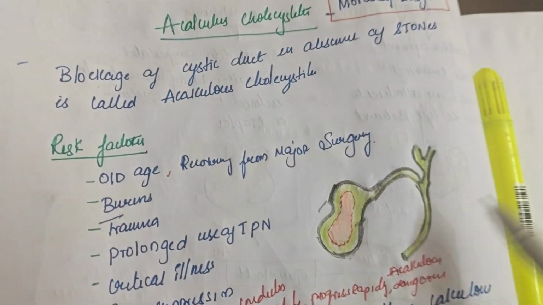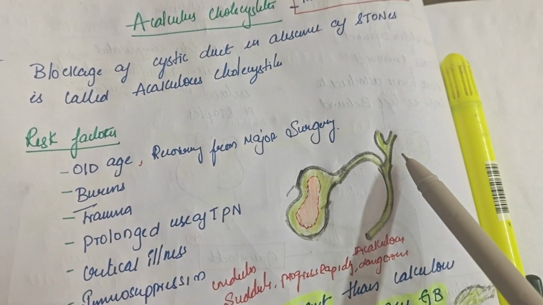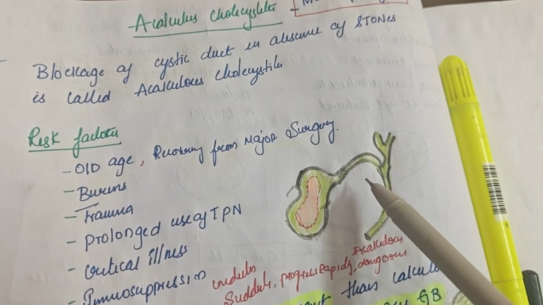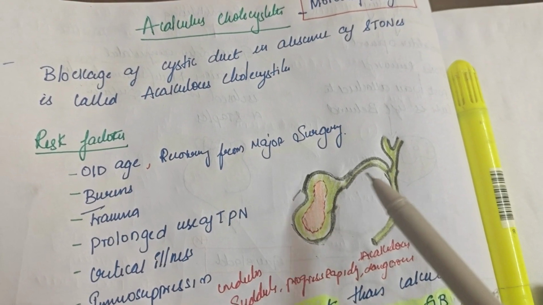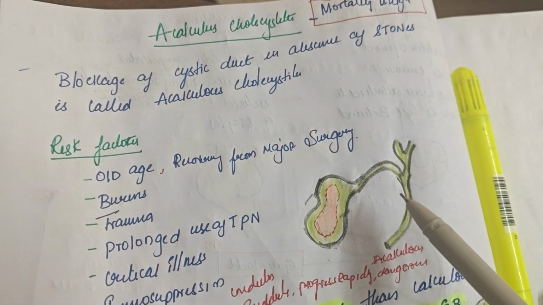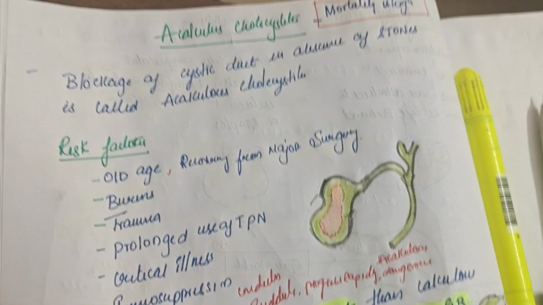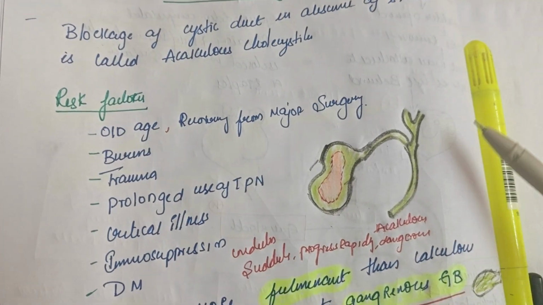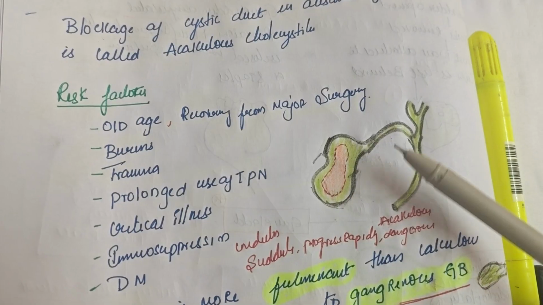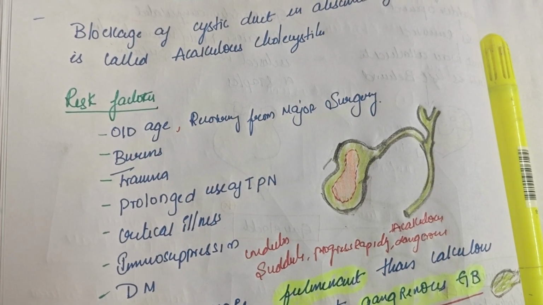See, you can look into this. This is the gallbladder. This is the cystic duct. This is the common hepatic duct and common bile duct. Now, blockage of this cystic duct in the absence of stones. There are no stones, yet there is a blockage of the cystic duct, and this is known as acalculus cholecystitis. Because of the blockage, there is no passage of the bile, so the accumulation happens, and there is an inflammation in the gallbladder.